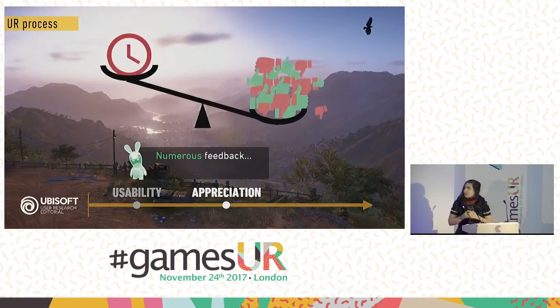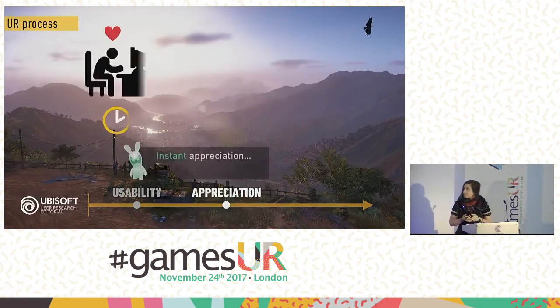It was also difficult for us because we had numerous feedback, but not enough time to go deeper, both on the user research side to know what was good, what was not good, and why, but also regarding the development team, because you can find, I don't know, 100 problems in your game, but you just have time to fix, I don't know, 10. So how can you prioritize at this point?